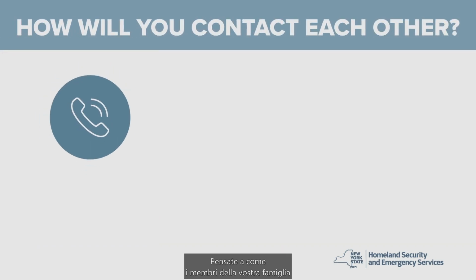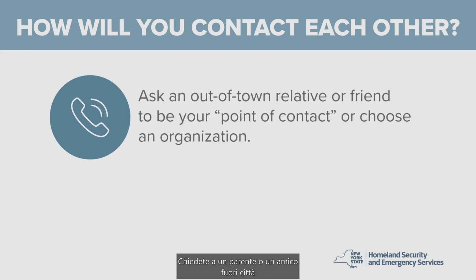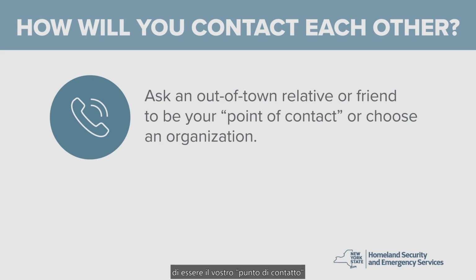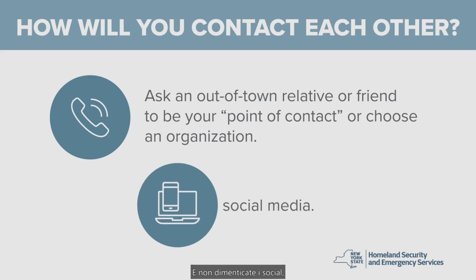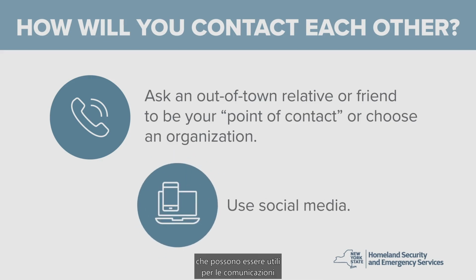Think about how your family members will stay in contact with each other in an emergency. Ask an out-of-town relative or friend to be your point of contact, or choose an organization for everyone in your family to contact. And don't forget about social media, which can be helpful for communications in an emergency.